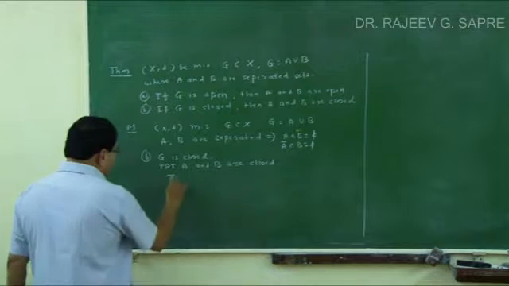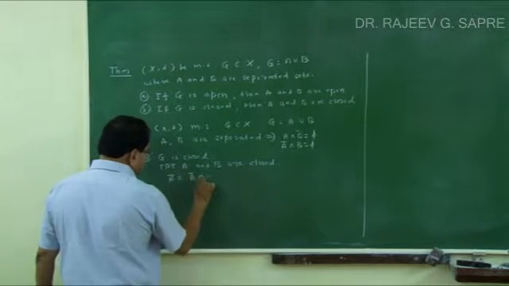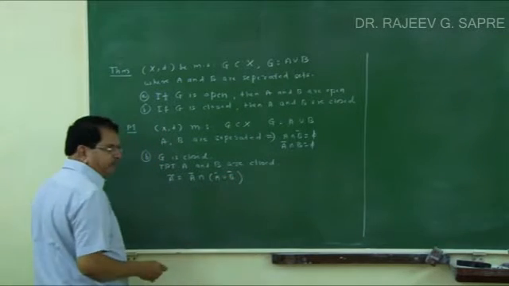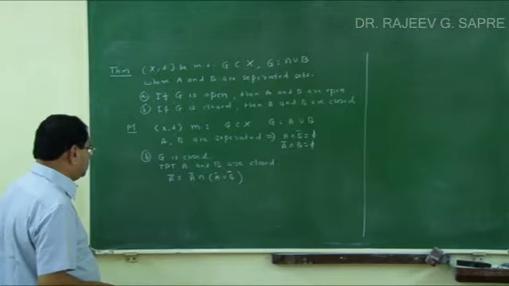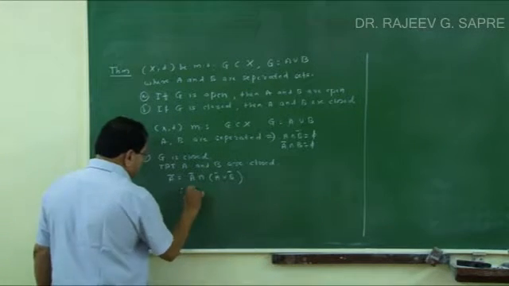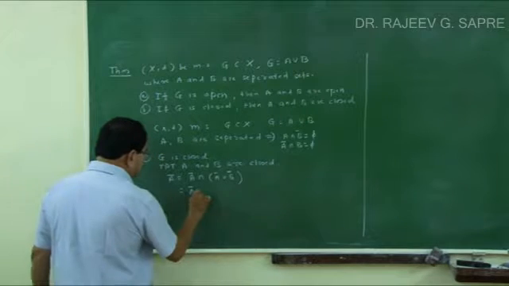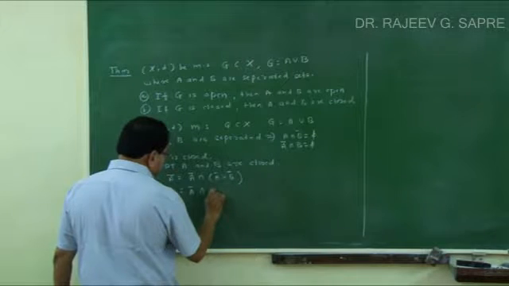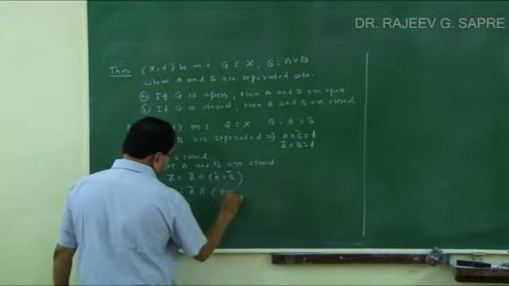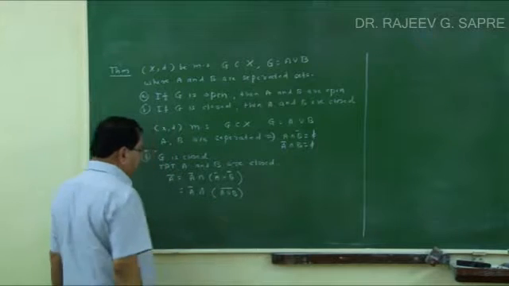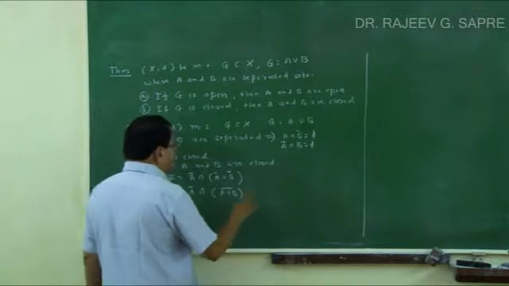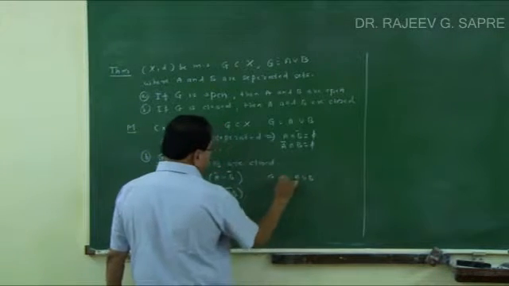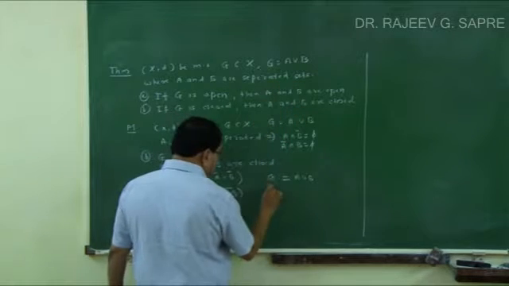Now this A bar I can write as A bar intersection (A bar union B bar). This is an obvious result, simple set theory. But then this is A bar intersection the closure of A union B, as A bar union B bar is the closure of A union B, you know. But now we are given G is equal to A union B, and G is closed.